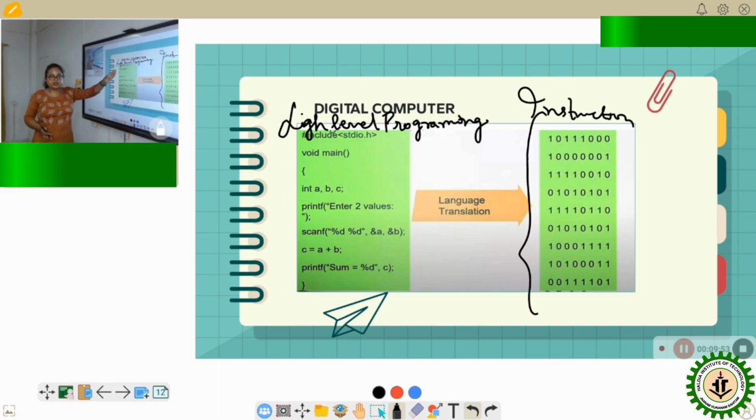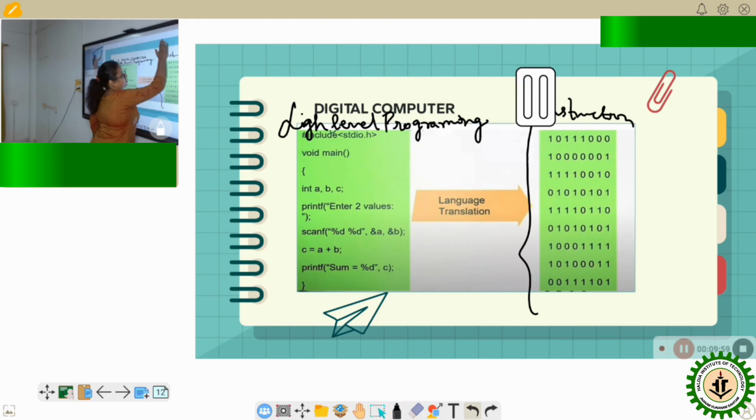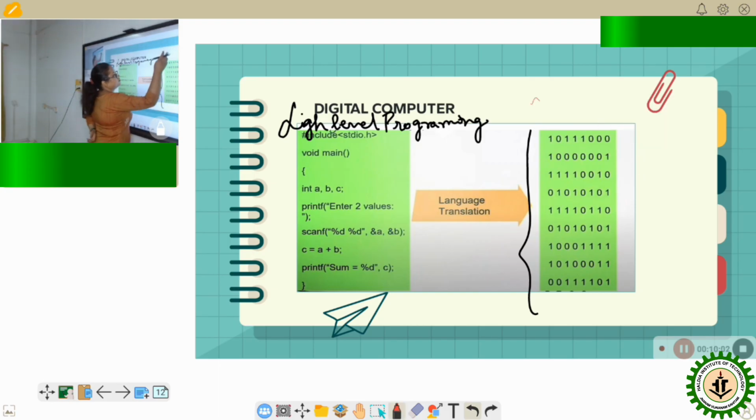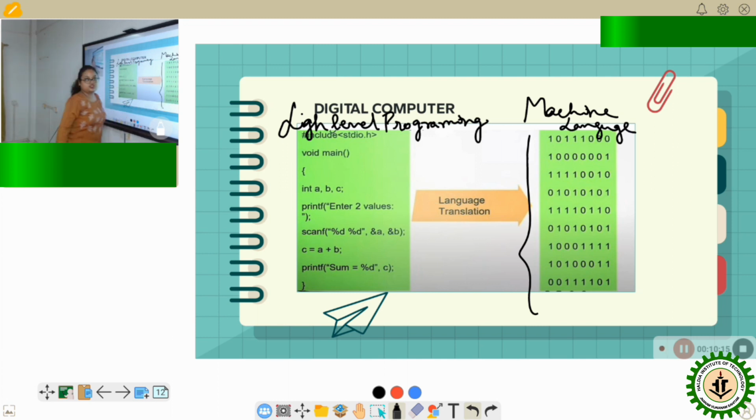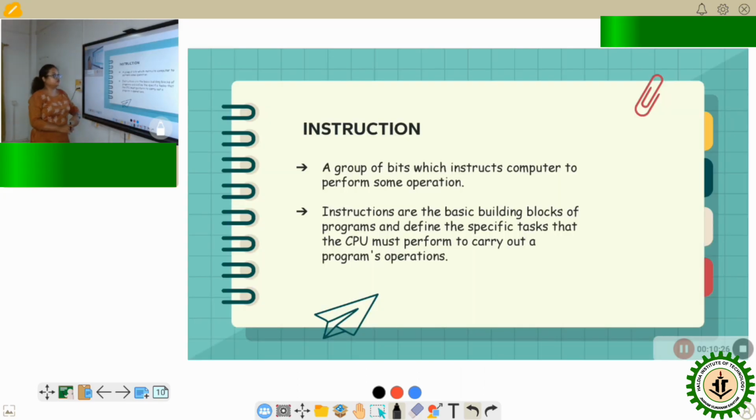So from high level programming, we are converting it to low level language or machine language. So this one is the bit. So a program is transferred into bits. So a group of bits which instructs the computer to perform some operation, that is the instruction.